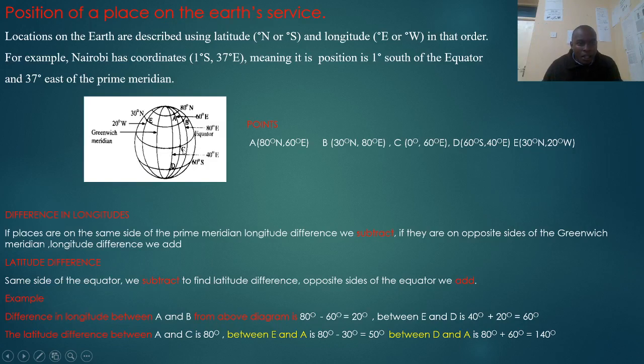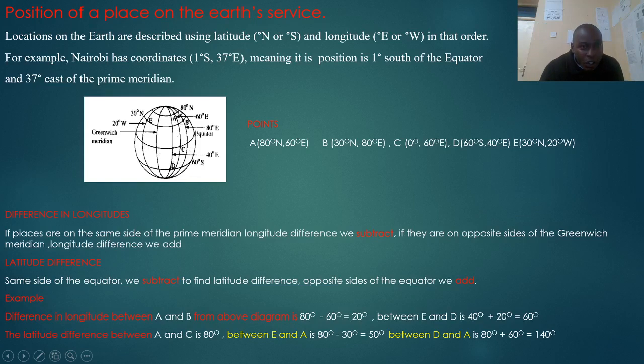And then you realize that we also have our Greenwich Meridian, which is here. It's also at 0 degrees. Any point that lies on this line is at 0 degrees longitude, or the Greenwich Meridian. And any point that lies on the equator is at 0 degrees latitude. And therefore, if you want to name a point, let's start with A.